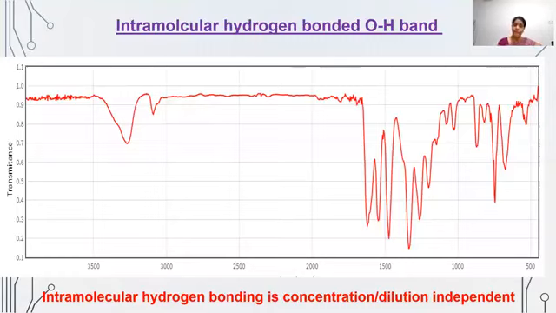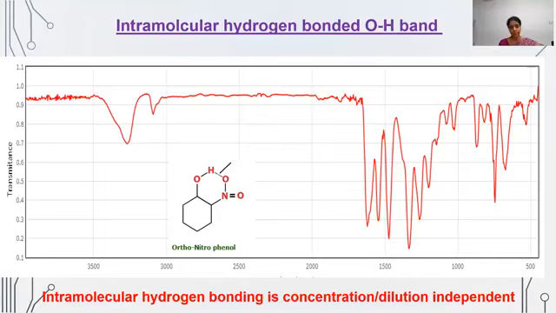Second example is of molecules in which intramolecular hydrogen bonding is present. Intramolecular means two groups in the same molecule are connected to each other by hydrogen bonding. This is the example of orthonitrophenol, in which the hydrogen of the OH group is hydrogen bonded with the oxygen of the nitro group. So this bond is intramolecular hydrogen bonding. In the same molecule, two groups are connected to each other.